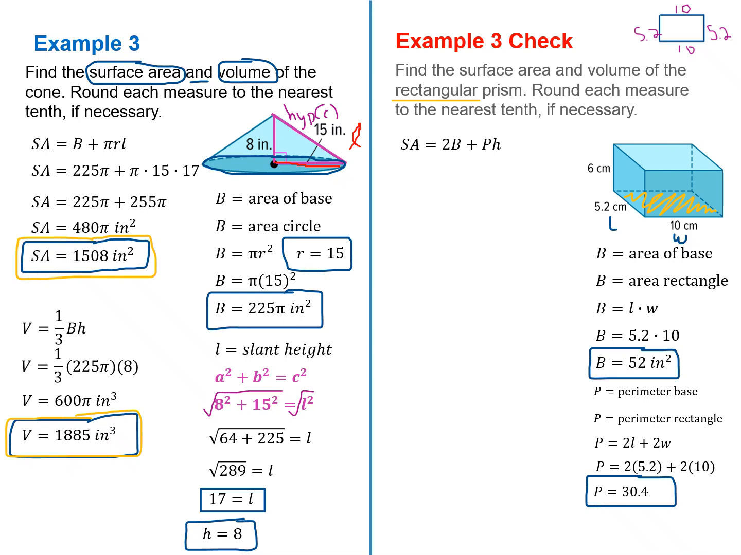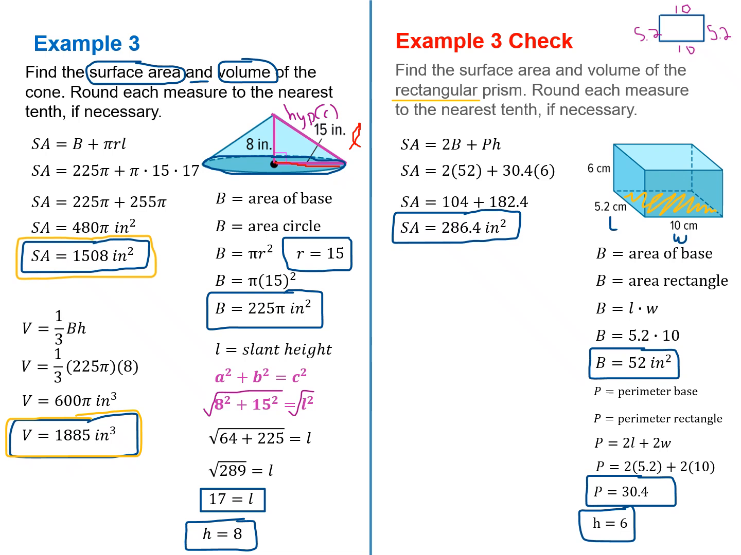And we're not done because we also need the height. What's the height of the shape? It's the distance between the two bases. So what's our height here? 6. Our height is 6. We have all the pieces we need to plug in. And so 2 times the area of the base, which is 52, plus the perimeter, 30.4 times 6, leaves us with 286.4 inches squared for our surface area.